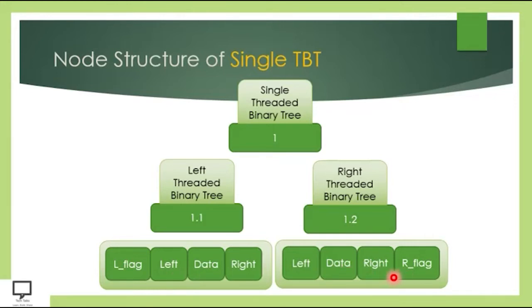And in the same case with the R flag variable, if it is true, it is 1, it indicates that this right pointer is holding the thread. It means that it is holding the address of the in-order successor, as this is the right pointer. And in both the cases, if L flag and R flag are 0, meaning false, it indicates that the left pointer is holding the address of the left child and the right pointer is holding the address of the right child. Means the threads are not present, the child nodes are present. So in this way we can denote the node structure of a single threaded binary tree.